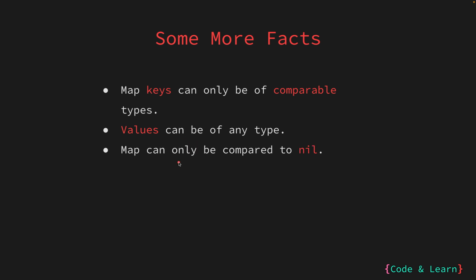Maps, like slices, can only be compared to nil. You can check if a map is initialized or not; it is uninitialized if it's nil. Because map keys are unique, a map can also be used as a simple implementation of sets. You can use a map to keep track of unique elements and effectively check for membership using the key. As we go along the course, we will see more examples related to this.